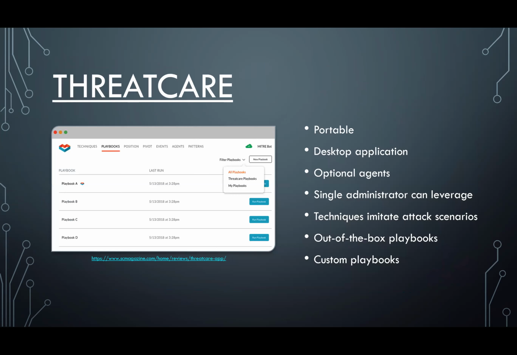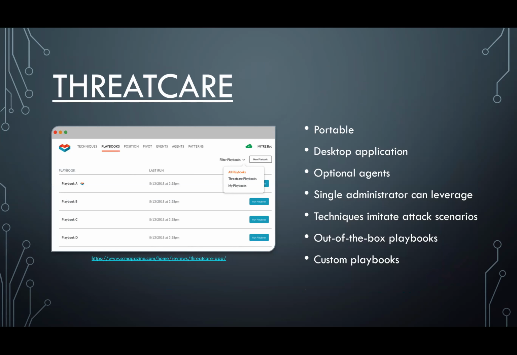And the final product here is THREATCARE. The biggest differentiator here is the fact that it's portable. It's the only one that I saw that was. It starts as a desktop application and can therefore be run from a mobile workstation. It has optional agents, which is a huge plus for any company that would like a breach and attack simulator but does not want to deploy agents on their network.